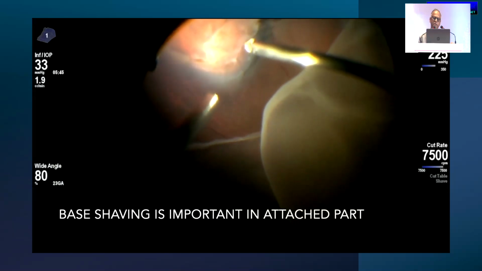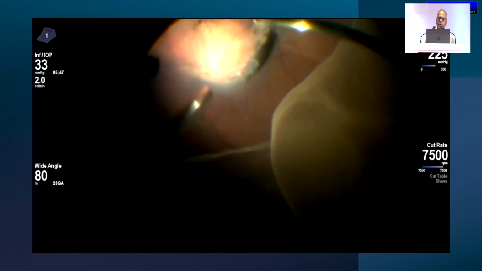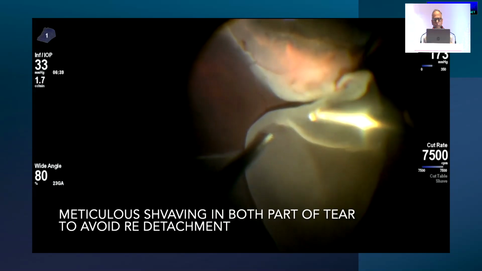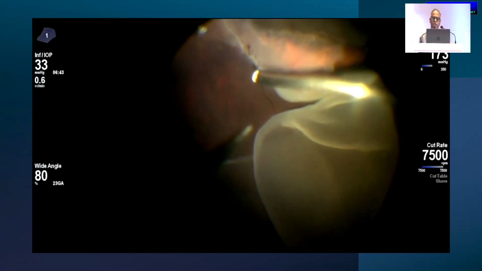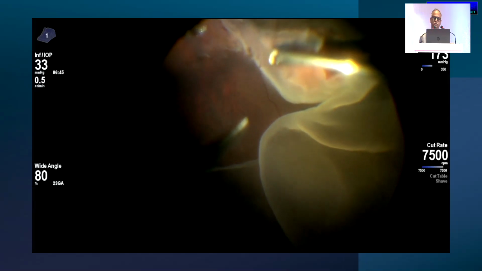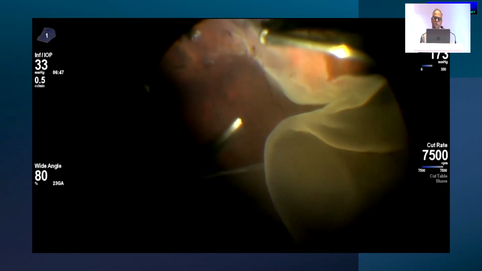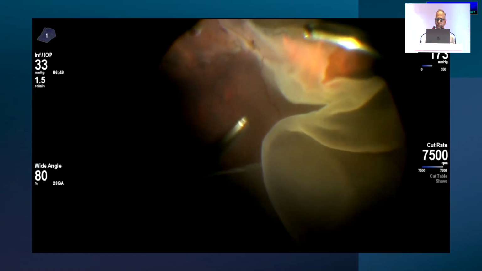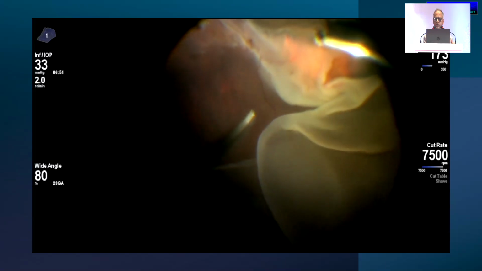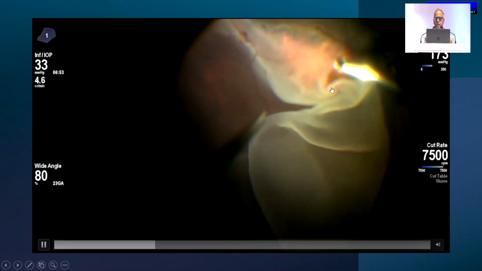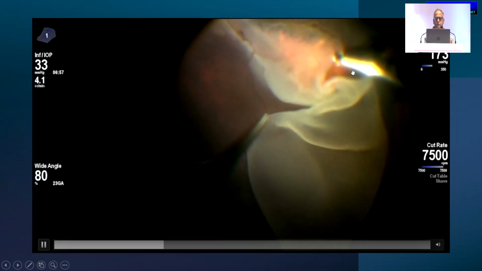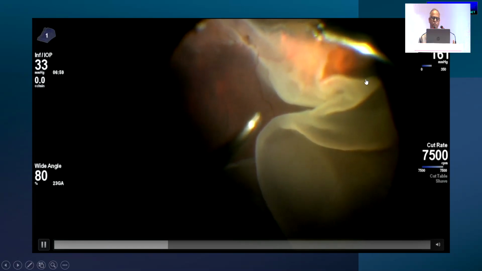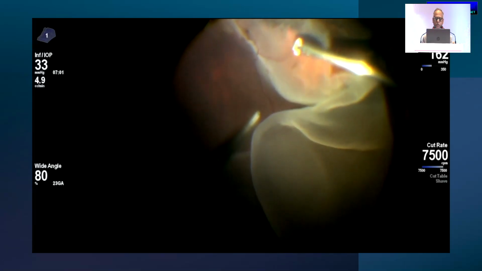Base shaping is very important in the attached part of the retina, and simultaneously you have to look for any other detachment or any other break. So we have to remove all the vitreous around that break also. This is the break you can see, and at the edges of the break we are removing the vitreous very clearly, very nicely. We have to be very meticulous at this stage.